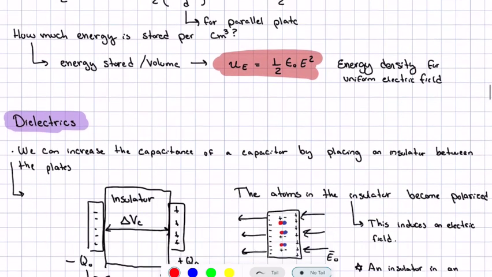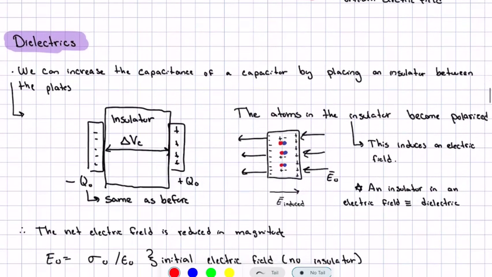So next, we're going to talk about dielectrics, because I think this part is a little bit more important than the whole energy density stuff. The idea here is that we can increase the capacitance of a capacitor by placing an insulator in between the plates. So that's what we have here. We have our negative plate, positive plate, they have equal and opposite charge, and then we have an insulator.